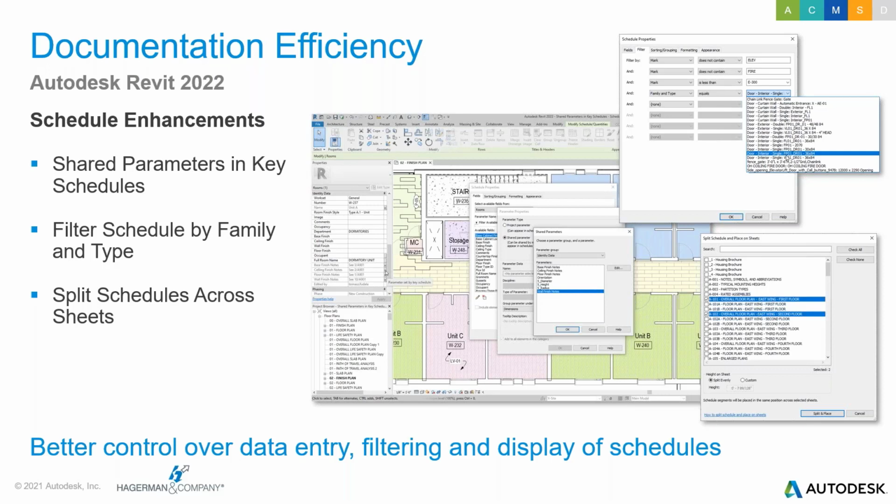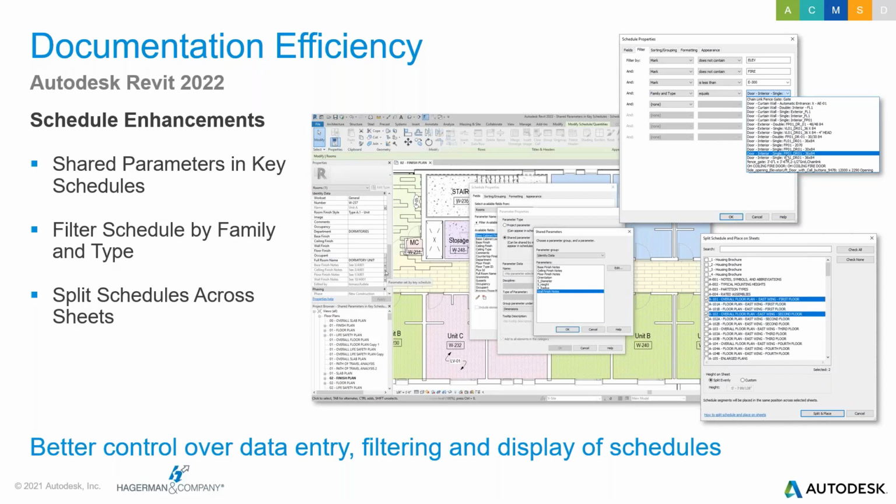And you can now, oh yeah, this one's really great. You can now filter by the family and type parameter in schedules and material takeoffs. So you could essentially just have one schedule dedicated to a single family and type if needed. This is going to improve family filtering in single or multi-category schedules.